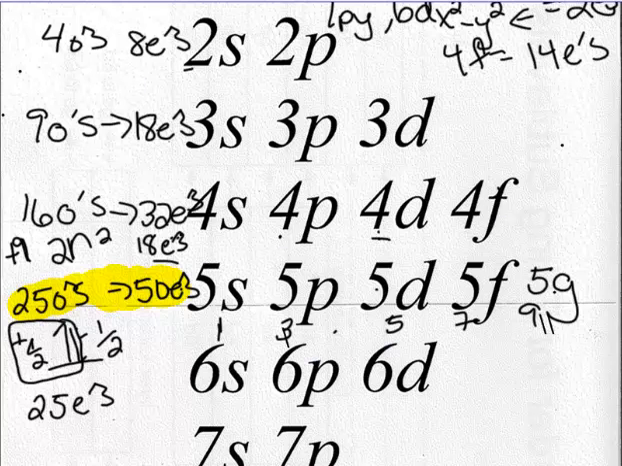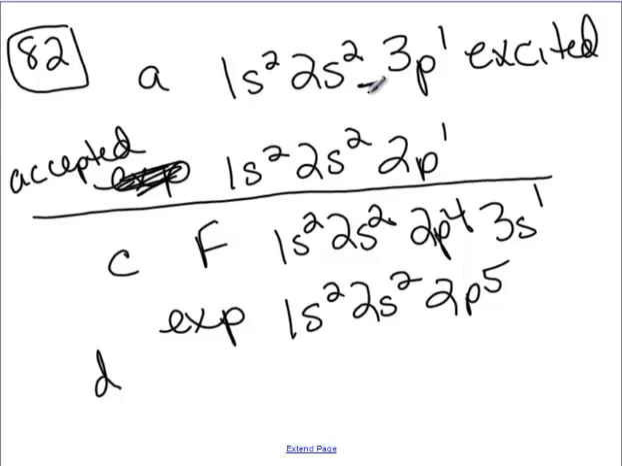Okay, 82 we did in class. Remember 82, this is just a reminder that the answers to 82 were letter a. Here was the excited version. Remember, an excited version is just anything that is not typical. It does not follow the Aufbau principle. It does not follow the lowest to highest energy.